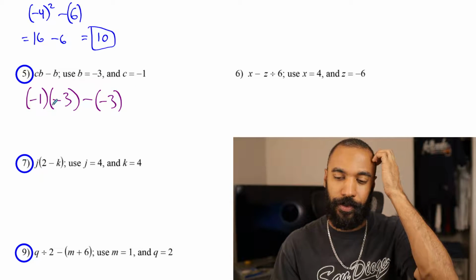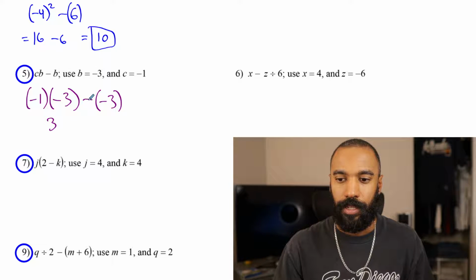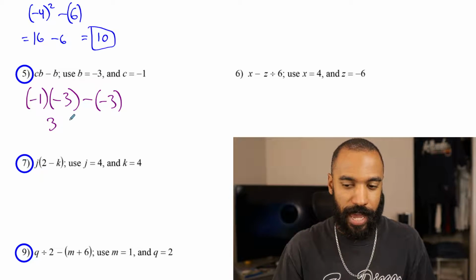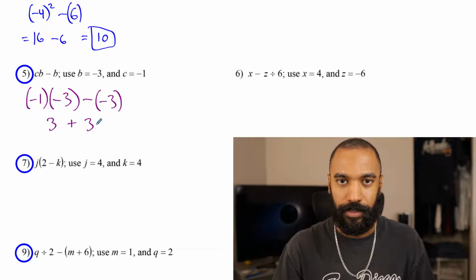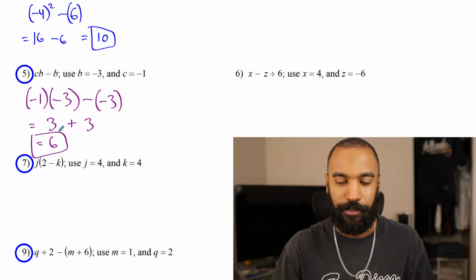All right. Negative 1 times negative 3, that is positive 3. Negative times a negative is a positive. Minus a negative. You subtract a negative, that's adding. That becomes 3 plus 3. 3 plus 3 is 6. And that is your result for number 5.